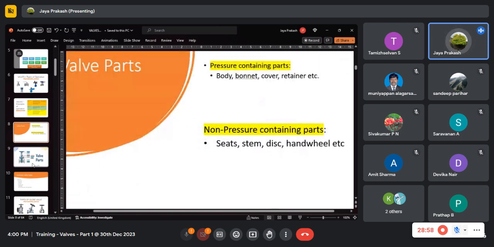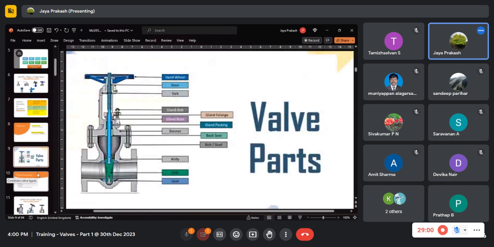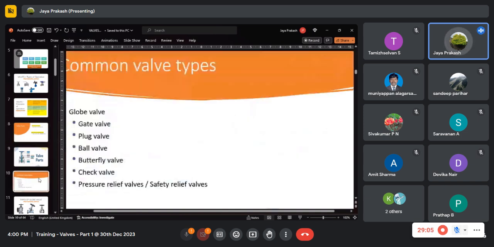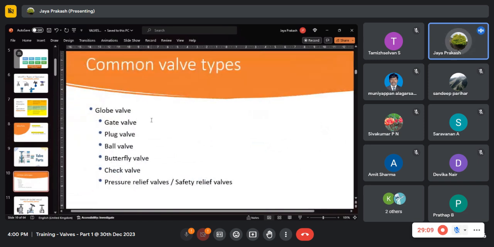So that is valve parts. Next we'll go to common valve types, because there are so many valves. What we mainly deal with are globe valve, gate valve, plug valve, ball valve, butterfly valve, check valve, pressure relief valve, and safety relief valves. These are the major valves that we, as inspectors, will be mostly dealing with.